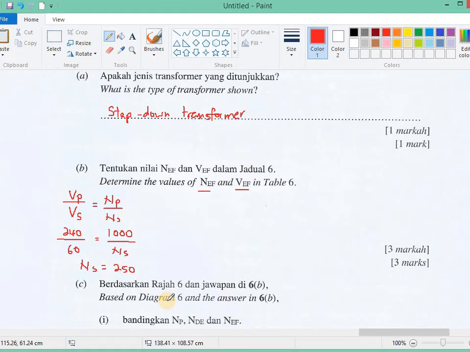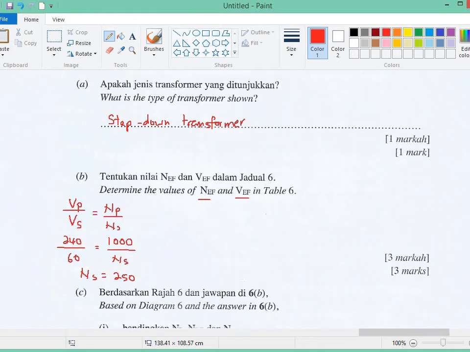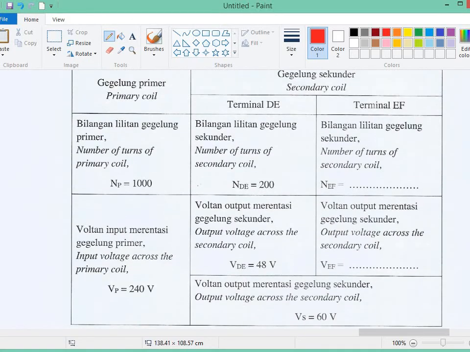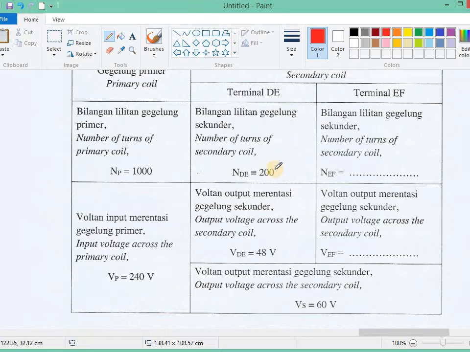Okay, 250. So now we can determine the number of turns in EF. If the total number of turns in the secondary is 250 and the number of turns in DE is 200, that means we have 50 in EF. And if the voltage for DE is 48 and the total is 60 volt, that means we have 12 volt for E to F.